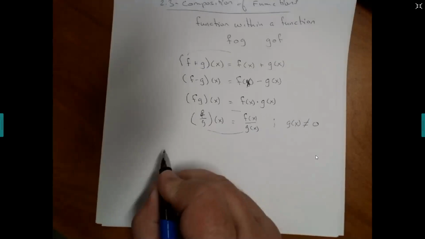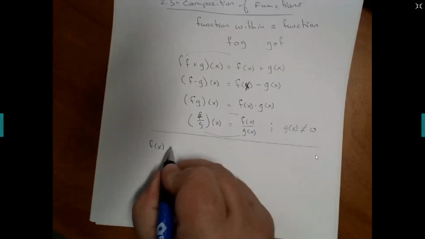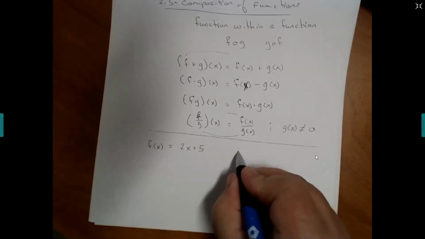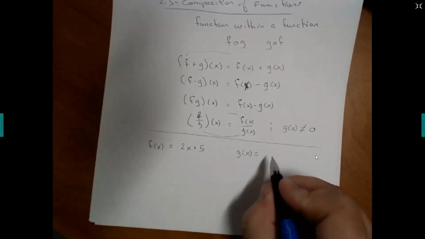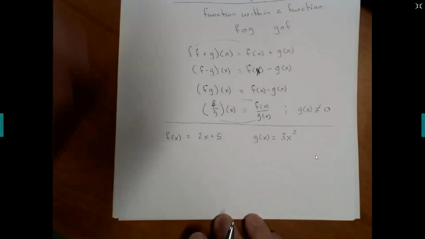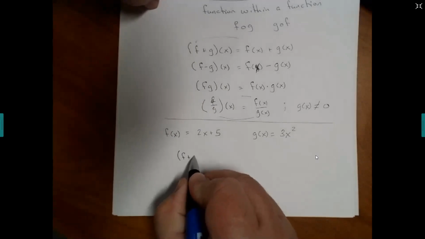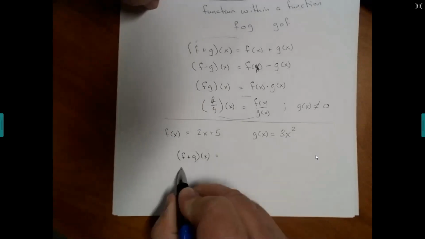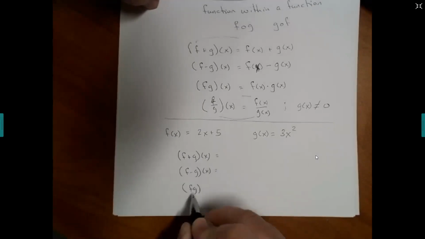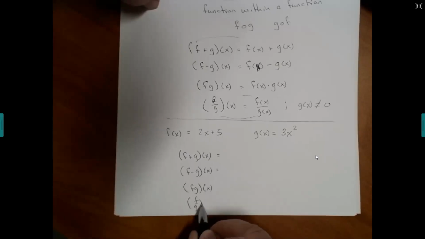All right, so let's take an example of this. Let's say f of x equaled 2x plus 5, and g of x equals 3x squared. Let's look at all four of these. F plus g, f minus g, f times g, and f divided by g.